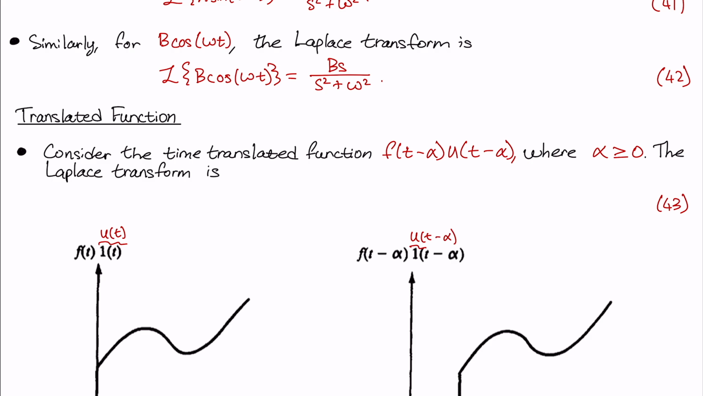So anyway, once we are multiplying by this translated unit step, you can see how the function originally started at 0, now it starts at some time alpha. So in this case, the Laplace transform of f of t minus alpha times u of t minus alpha is equal to e to the minus alpha s times F of s, where F of s is the Laplace transform of the untranslated function.